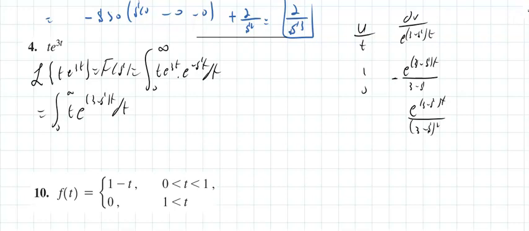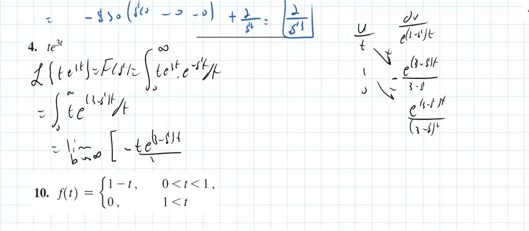This would be negative because of the minus, and negative times a negative is a positive, so this is a positive and a negative. That would simply be the limit as b approaches infinity of negative t e to the 3 minus s t over 3 minus s, minus e to the 3 minus s t divided by 3 minus s squared, evaluated from 0 to b.